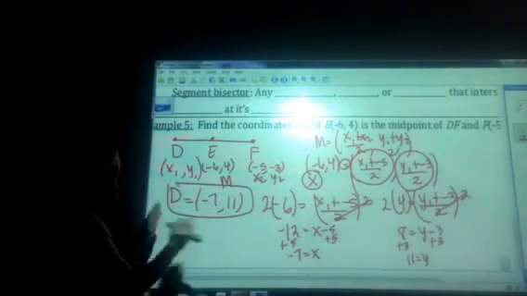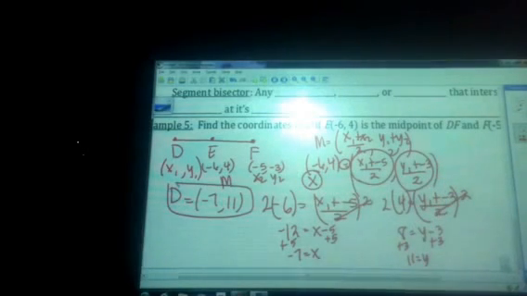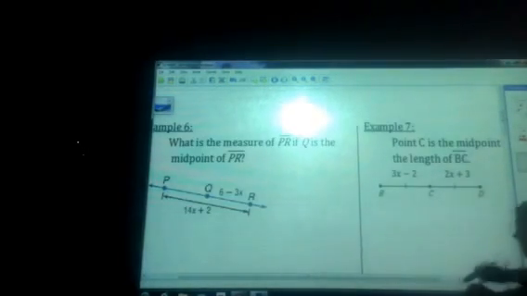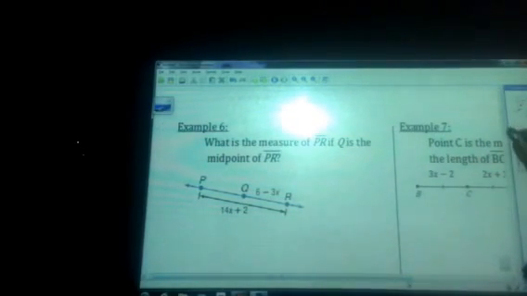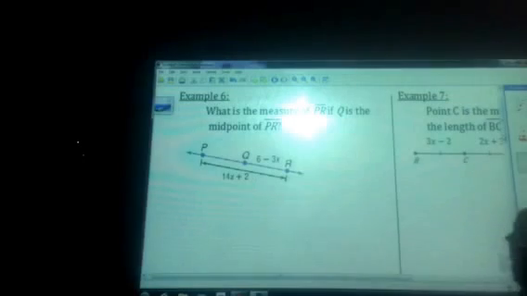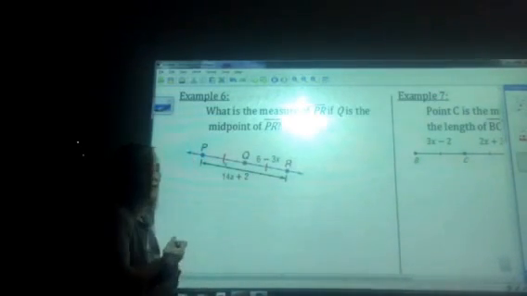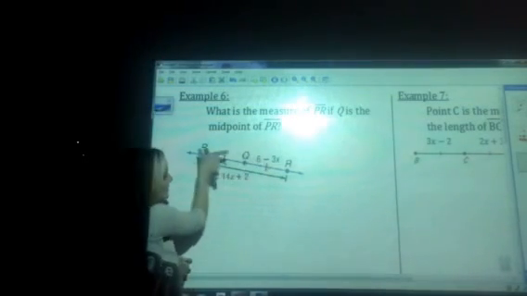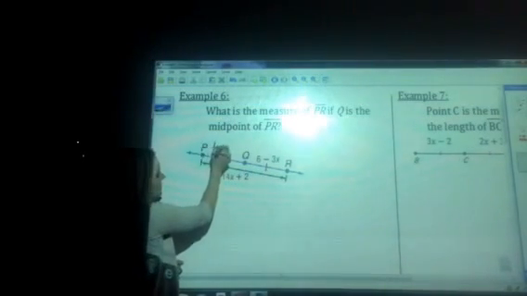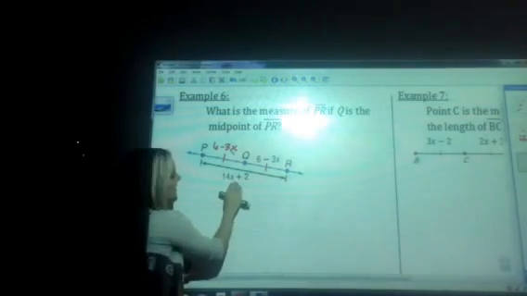Okay? Notice the difference whenever we actually have the midpoint formula. Okay? Last thing. What is the measure of PR if Q is the midpoint of this segment? Okay, if Q is the midpoint, remember then these two segments are going to be congruent. Okay, so I'm going to use my marks there. So whatever this measure is, this one's the same. So that would also be 6 minus 3x. I've got PR as 14x plus 2.